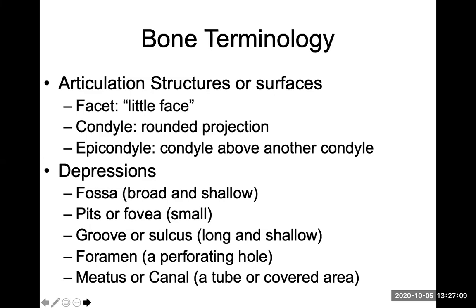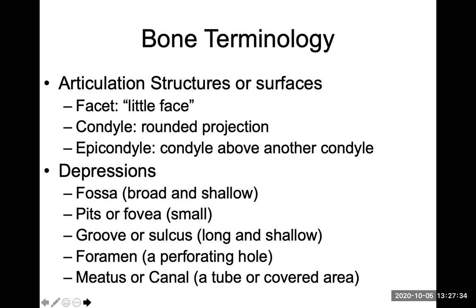You also have the words condyle and epicondyle. These are usually found at the end of the appendicular bones as they connect together to form the articulations between the bones of the arm and the bones of your leg. Condyle simply means a round projection, and epicondyle means a projection located on top of a condyle.